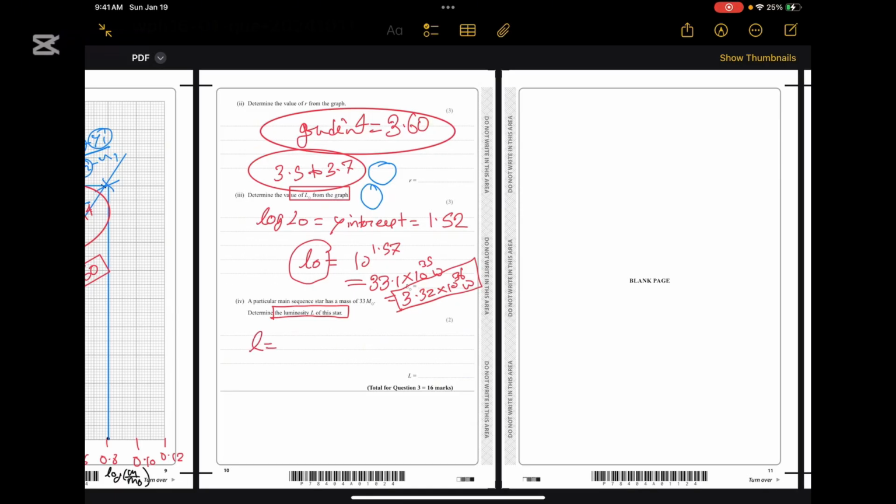So we know L is equal to L naught times m divided by m naught to the power of x, right? So which is equal to, we know L naught is equal to 33.1 into 10 to the power 35 into, we know m divided by m naught is equal to 33. This was 3.60 for us. So our luminosity value will be 1.3 into 10 to the power 42 watt.